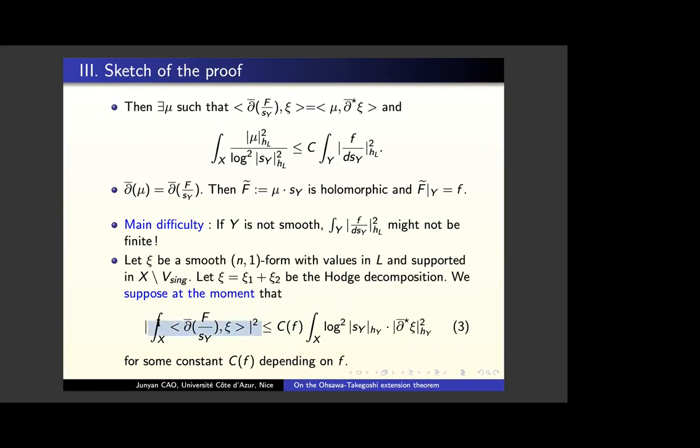We can in fact prove that this integral is controlled by CF times this term. We will prove this inequality later. So we suppose at the moment that we have this inequality, and in this case, I would like to conclude.